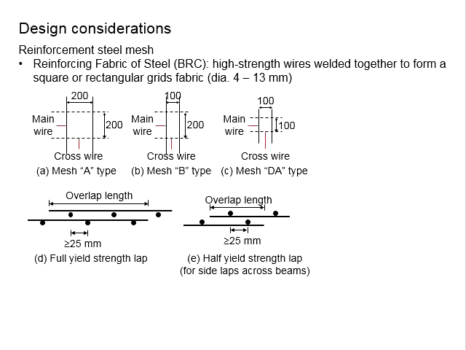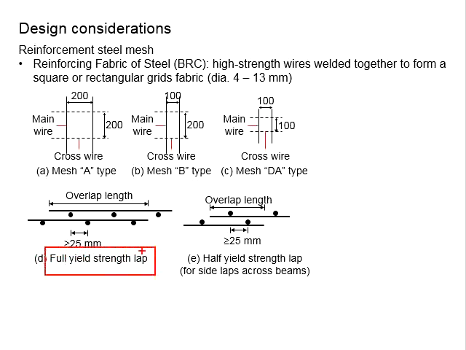And when you talk about the lapping, you are talking about the lapping of the BRC. There are two types of lapping. The first one is the full yield strength lapping. Another one is the half yield strength lapping.